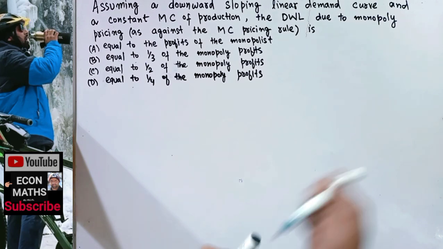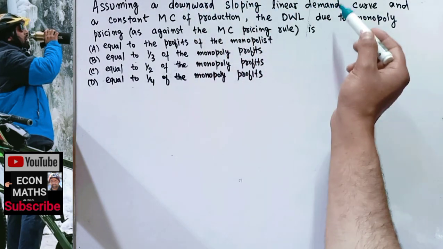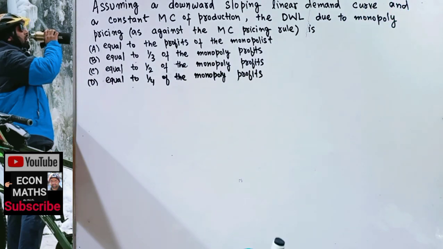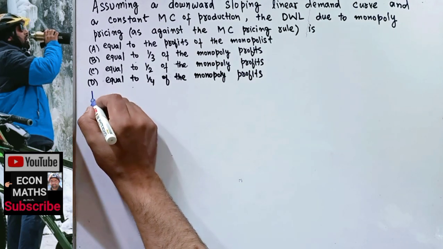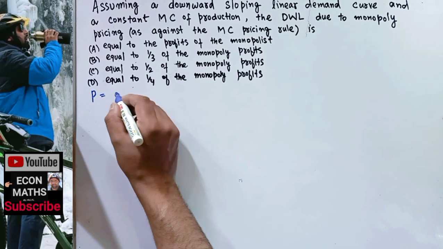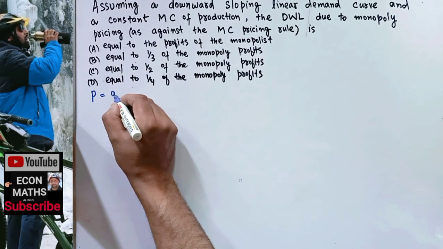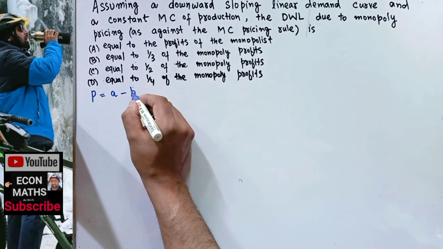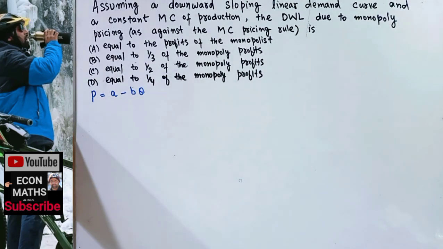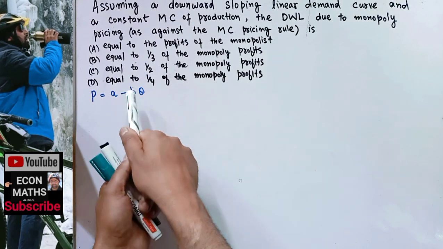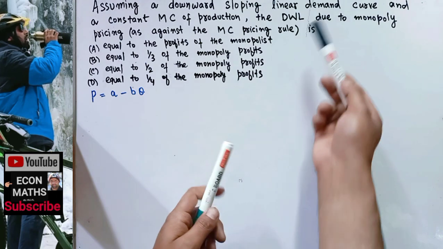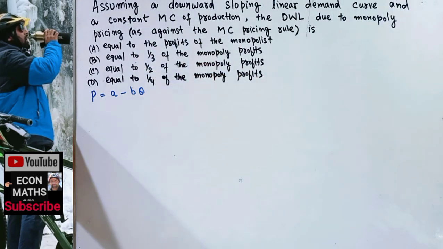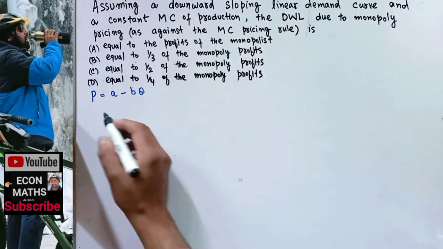So what are we being given? We are being given a downward sloping linear demand curve. Rather, let's write any linear demand function. Let us say we write p is equal to a minus bq. Let us say this is our linear demand function, which is downward sloping. We are also being told that marginal cost is constant, and there is no fixed cost.